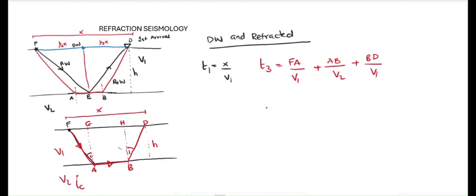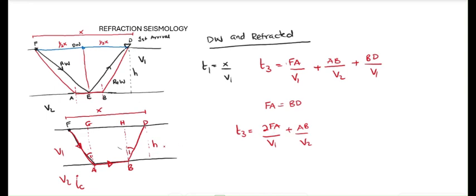Now, if you look at it carefully, you realize that FA is equal to BD. If FA is equal to BD, then we can see that T3 is equal to 2FA over V1 plus AB over V2. Have you seen that? Right. The reason why this became two is because this and this are the same, so I can add them, making this, right?